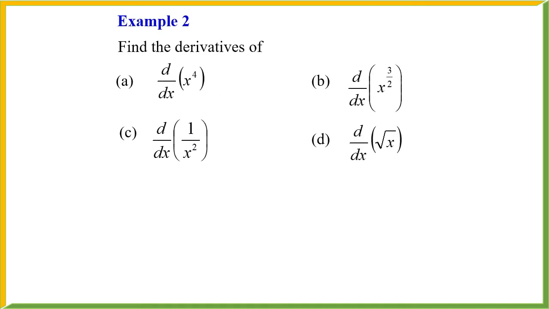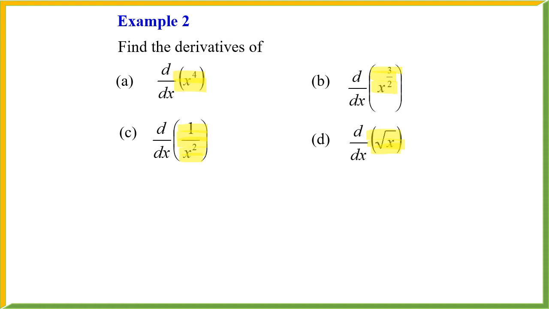Example 2: find the derivative of x^4, then x^(3/2), then 1 over x squared, and the last one is the square root of x. Everything here can be simplified into x^n. By using the rules of indices, for example x^4 is directly x^n, where n is equal to 4.